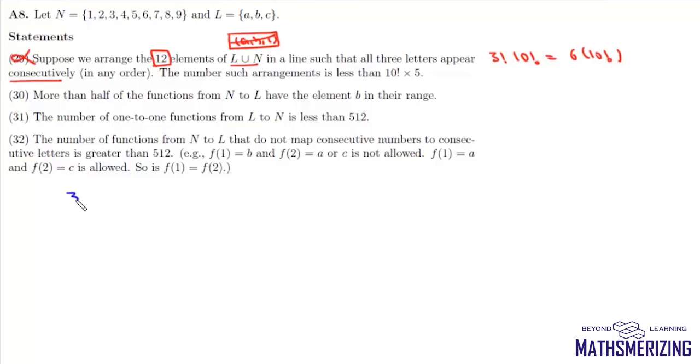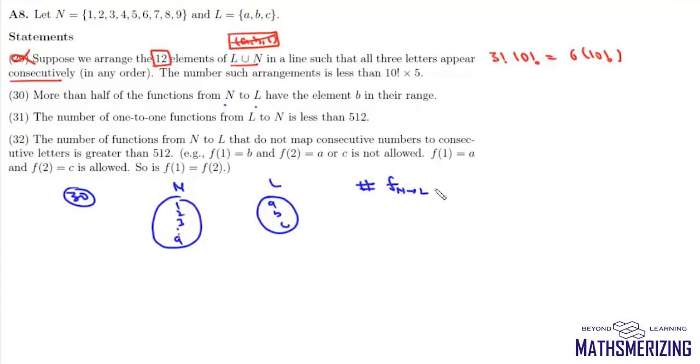Now statement number 30 is, more than half of the functions from N to L have the element B in their range. So we have defined functions from N to L. So this is 1, 2, 3 up to 9, and here we have A, B and C. Now we have to find the number of functions from N to L having the element B in their range. Now if we find the total number of functions, then the total number of functions from N to L will be, for each element we have 3 choices. So for all the 9 elements we have 3 into 3 into 3, 9 times choices.